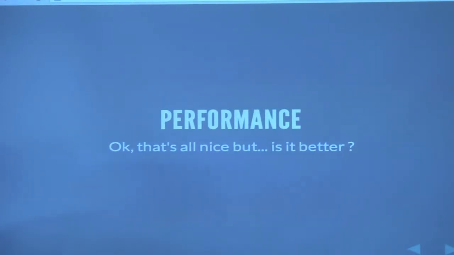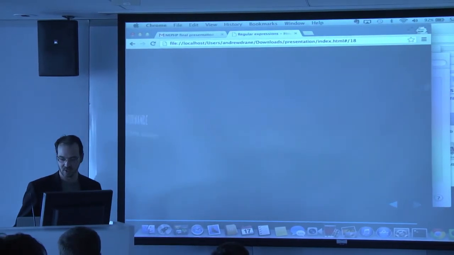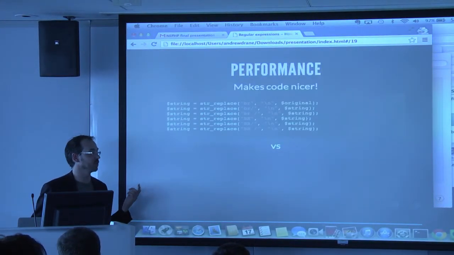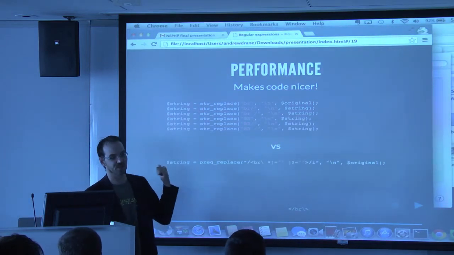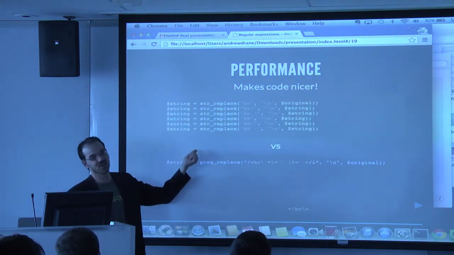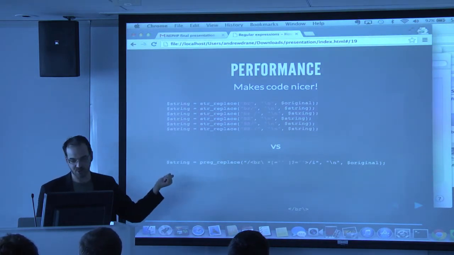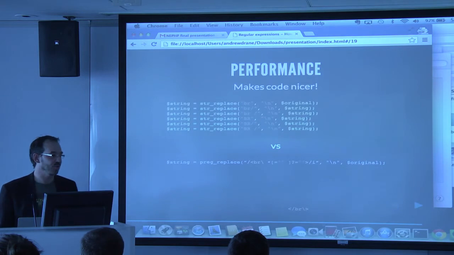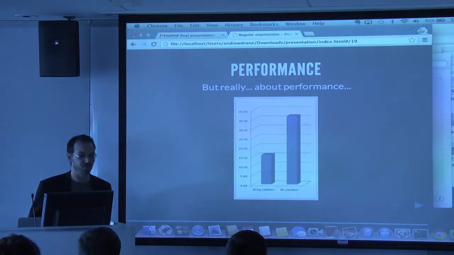And we're almost done. Performance-wise, okay, that's all nice. Is it better than using the regular functions that we use? I'll just go quickly. First of all, it does make your code a little bit nicer. Say you wanted to replace all BRs in your HTML. It does take a lot of different cases that you'll have to match, versus using a regular expression, where you'll match all the BRs with all those different cases in just one line. Or is it really better?